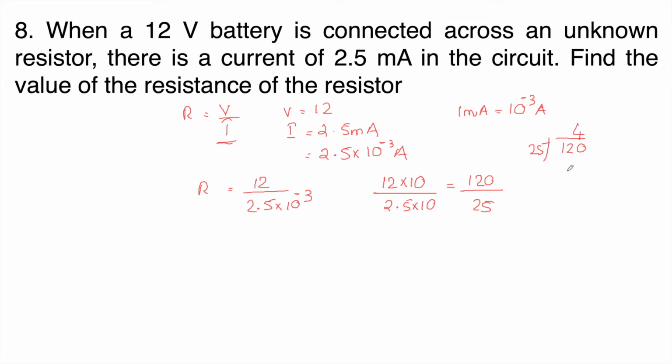So 4.8 we will get, and 10 raised to minus 3 will go to the numerator part, then it will be 10 raised to 3. The negative will change to positive as the power goes to the numerator. So 4.8 into 10 raised to 3 ohm. That is our answer. That is the value of the resistance.